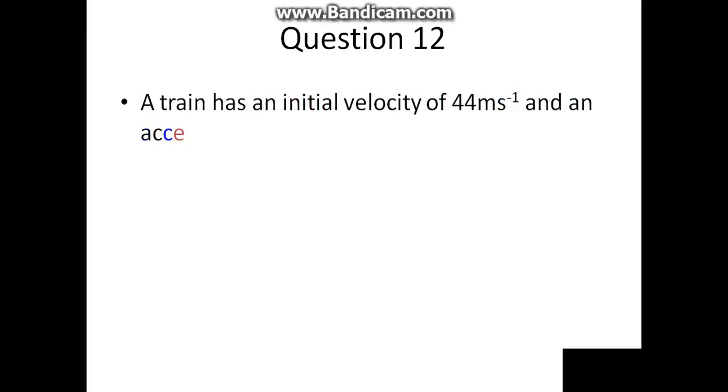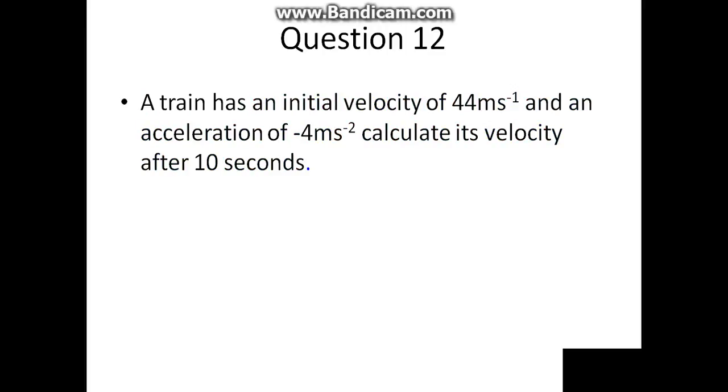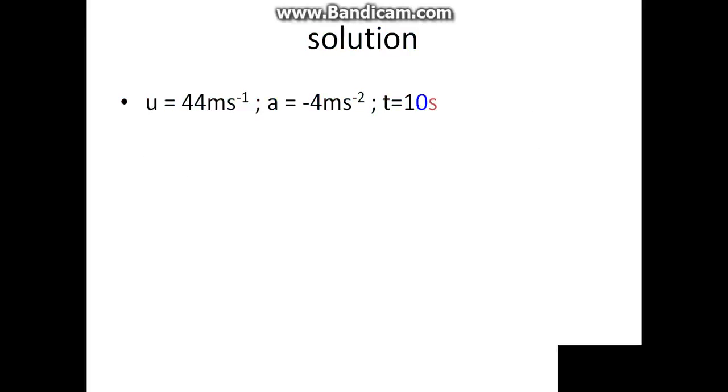Question 12. A train has an initial velocity of 44 meters per second and an acceleration of minus 4 meters per second squared. Calculate its velocity after 10 seconds. Solution: u is equal to 44 meters per second. a, acceleration, is equal to minus 4 meters per second squared. t is equal to 10 seconds. v is unknown.